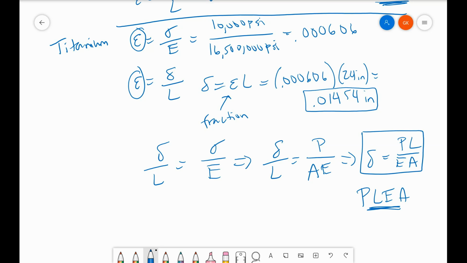This is helpful. It gives us the elongation as a function of our load, length, modulus of elasticity, and area, without having to do 2 steps. It's just a 1-step equation.